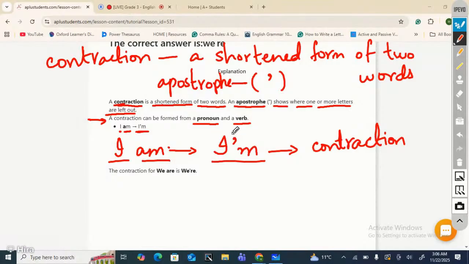Now, I have used apostrophe, and this sign apostrophe shows where one or more letters are left out. You know, one letter of the word am is left out. And in place of that letter, I have used apostrophe because apostrophe shows where one or more letters are left out.